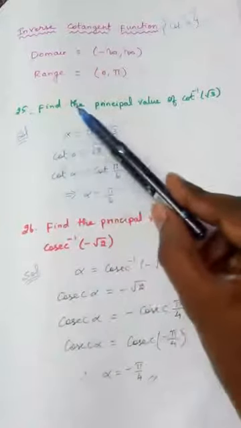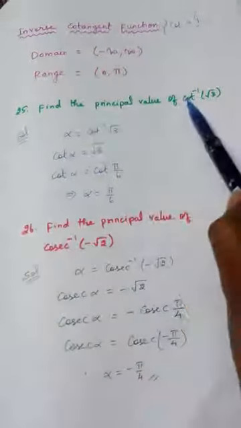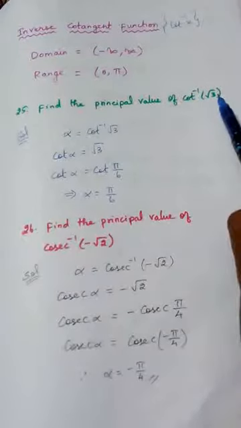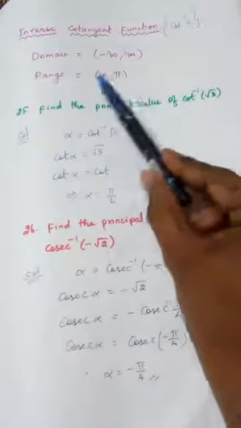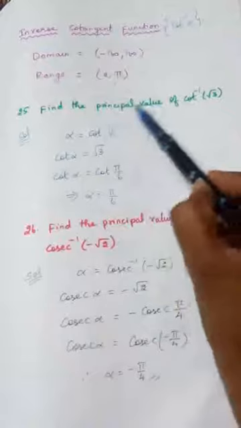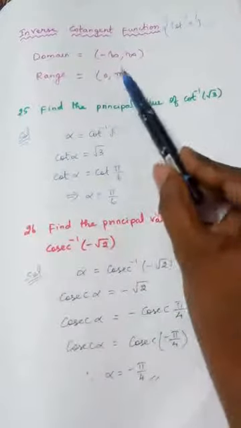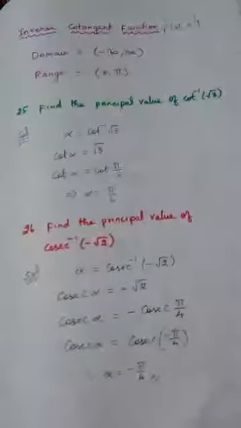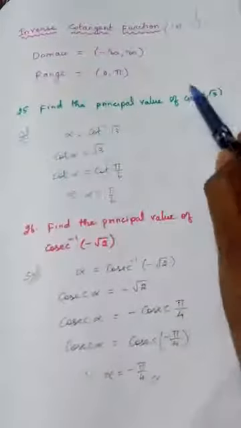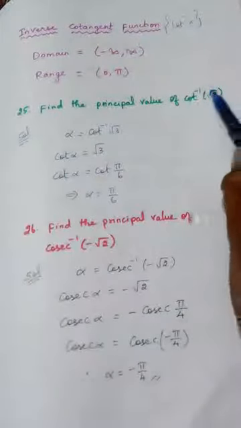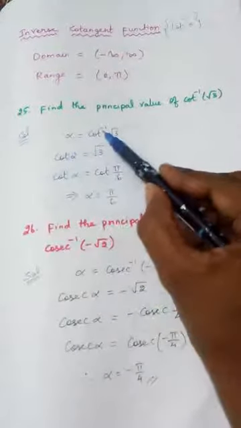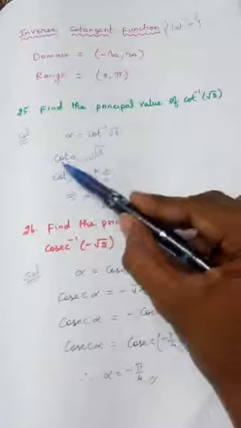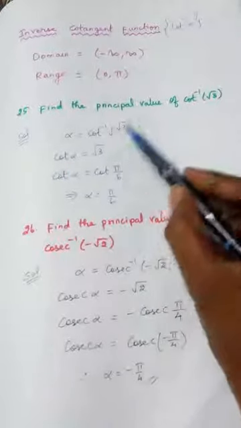Problem number 25. Find the principal value of cot inverse root 3. Principal value is nothing but the value which lies within the range. That is called principal value. Now for finding that, first we take this term as alpha. So cot inverse comes to this side, becomes cot alpha. Cot alpha equal to root 3.